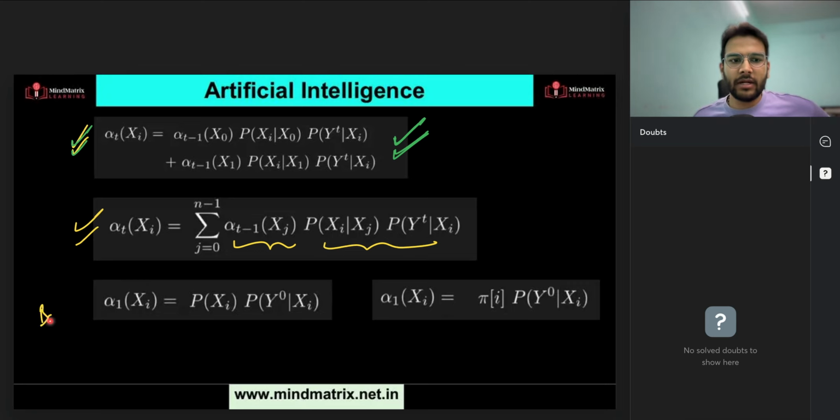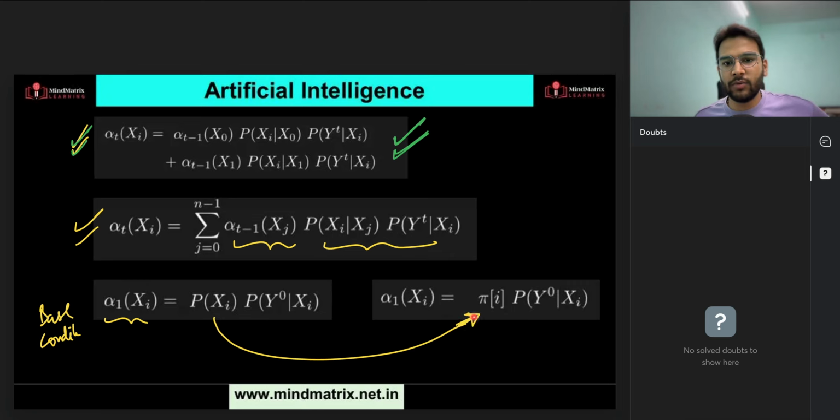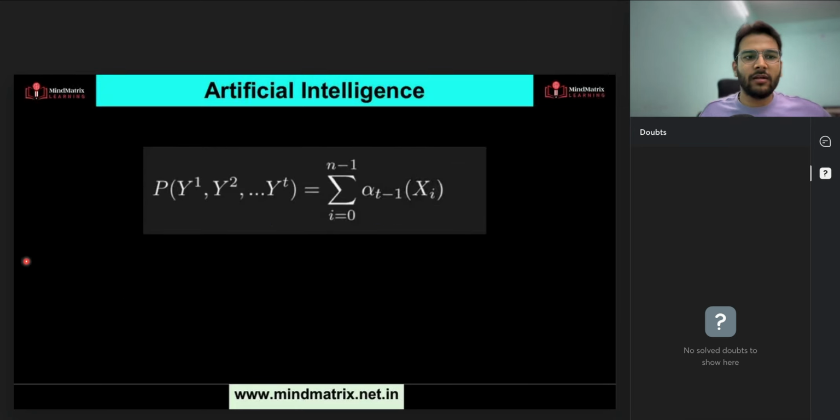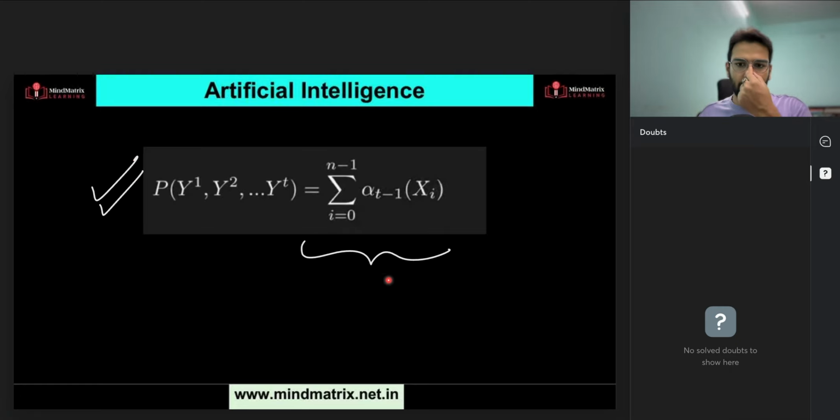And these are the base conditions that I was talking about. So base condition we can write like this: P of x0, P of y0, x0, whatever is the value of i. And you can write like this: this P of x0 is nothing but the stationary distribution. Yes or no? So you can use this pi i. Correct? Corresponding value you can use. So finally, this is what we wanted to calculate, and this is what it will be.